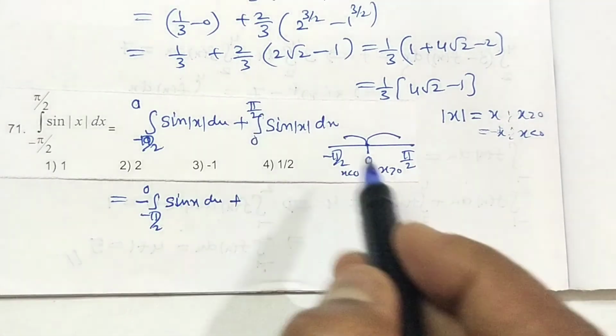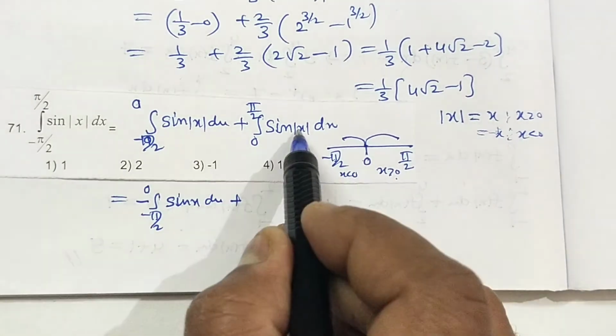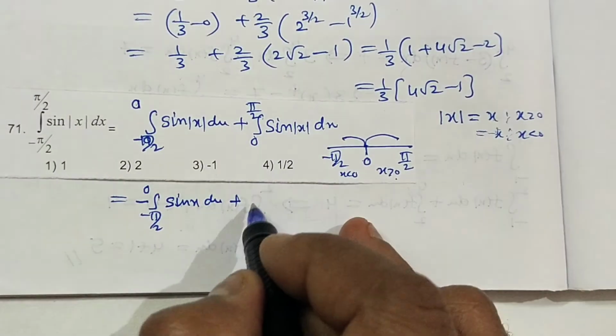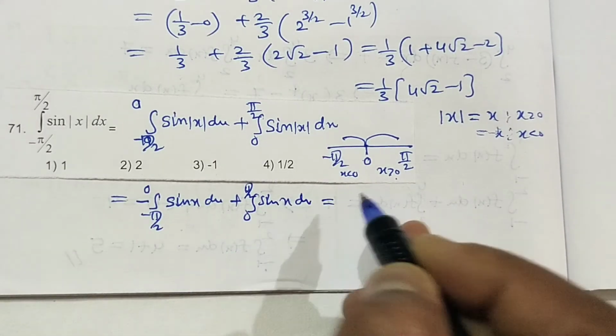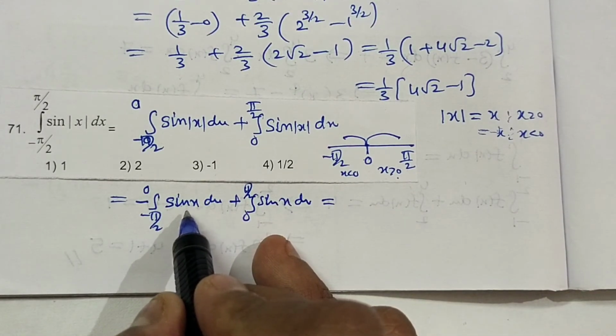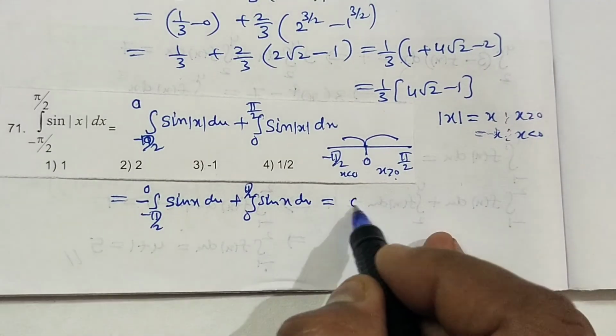Integral 0 to pi by 2. In 0 to pi by 2, x is greater than 0, so mod x value is plus x. sin x. Integral 0 to pi by 2 sin x dx. Integral of sin x is minus cos x, so minus is already there, cos x.